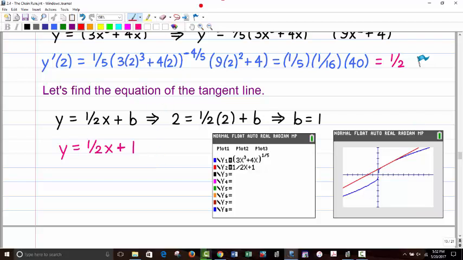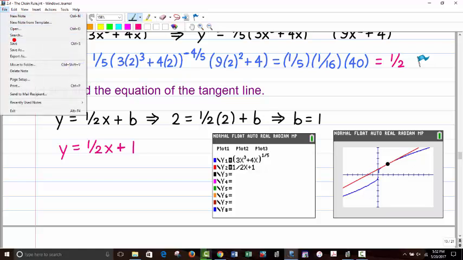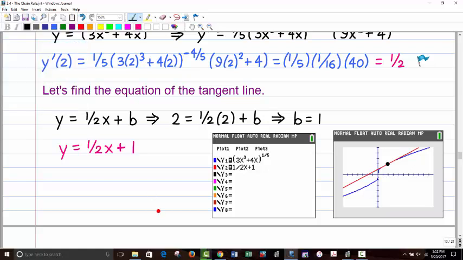So we come over here, and there's the point 2, 2. Somewhere right about there. Okay, that's a pretty good looking tangent line for that graph. I like it. Looks kind of right along there, so that's good.